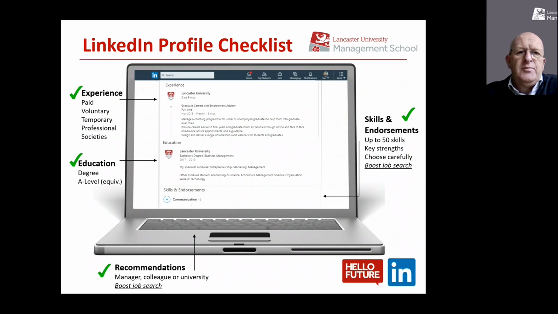Again, like your CV, in your education section, you put your most recent one, usually just your bachelor's degree. Unless there was something very, very interesting about your A-levels, you wouldn't put too much information about them, or your high school qualifications. You would really just focus on your university degree.